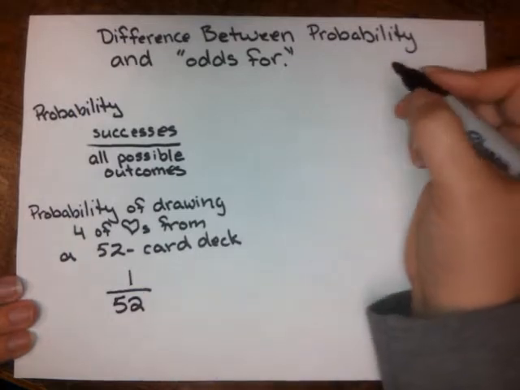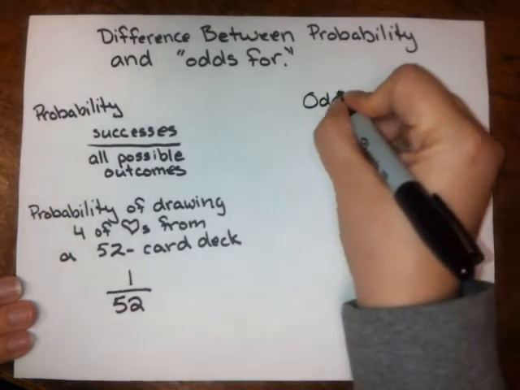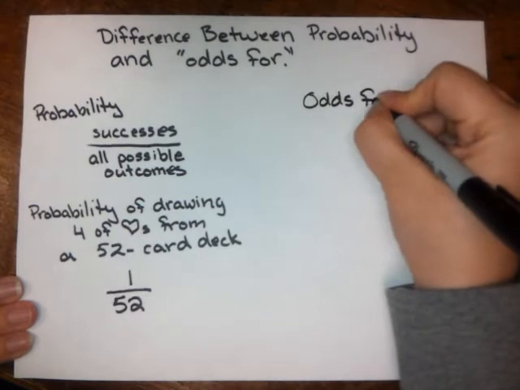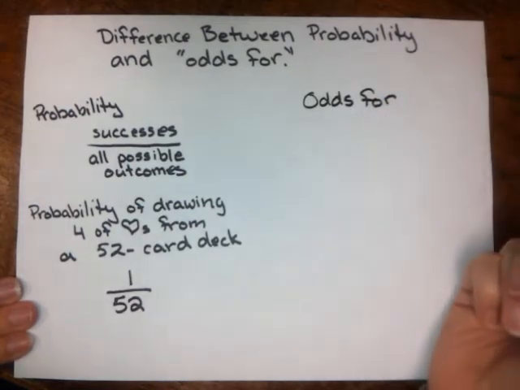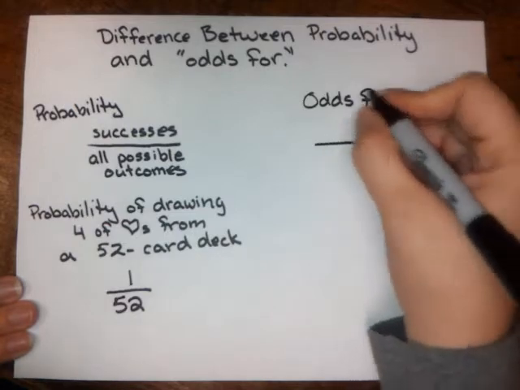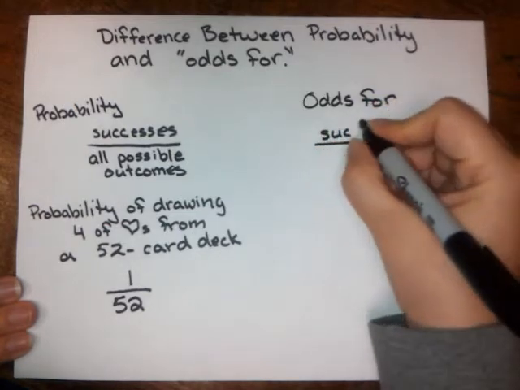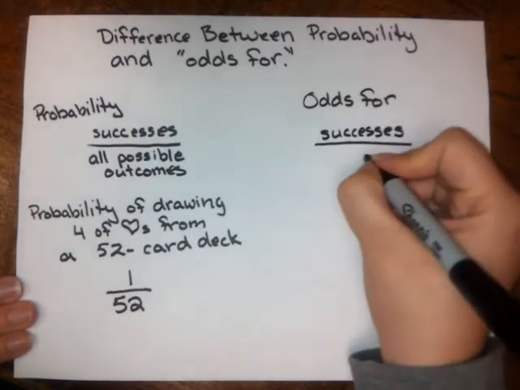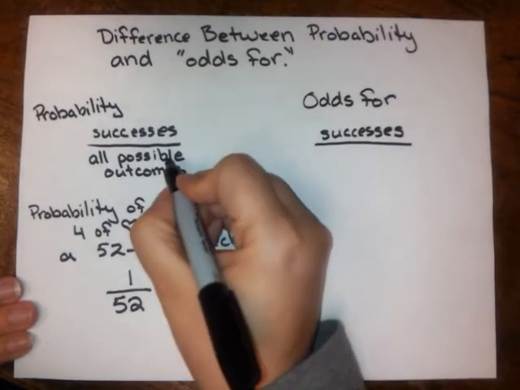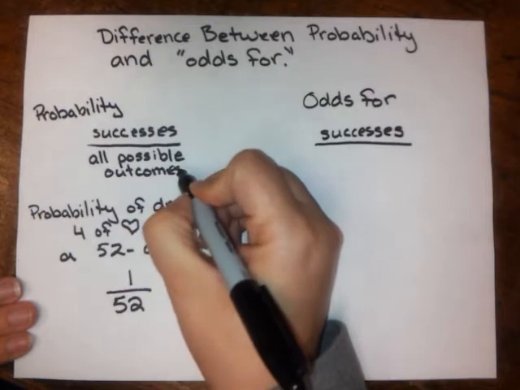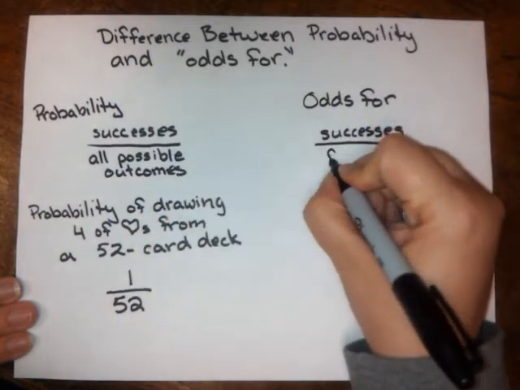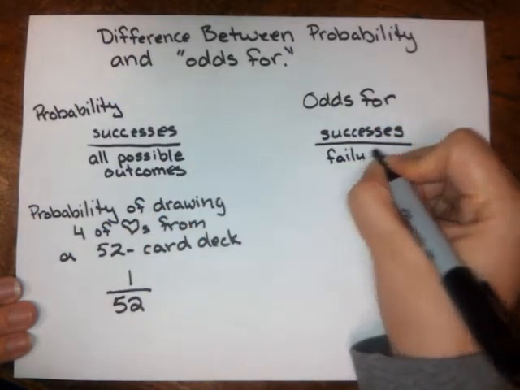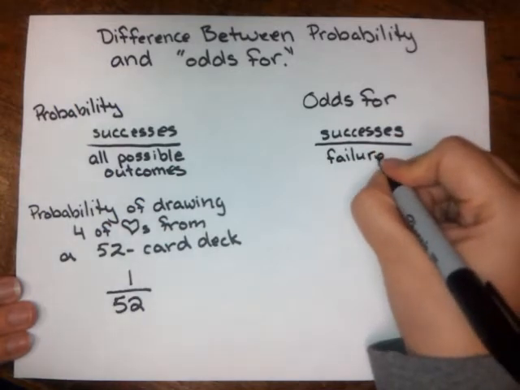Okay, so what about odds for? Odds for. What's the difference? Well, on the top of odds for, we're still going to have successes. But on the bottom, instead of having all of the possible things that could happen, we're only going to have the failures at the bottom, so the non-successes.